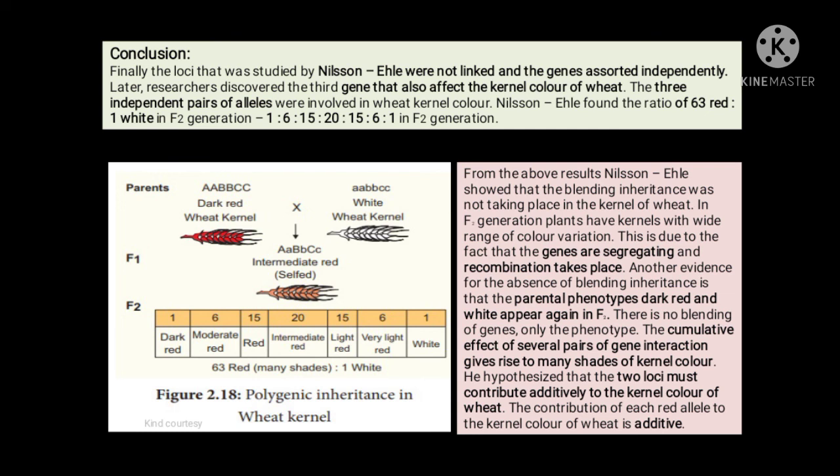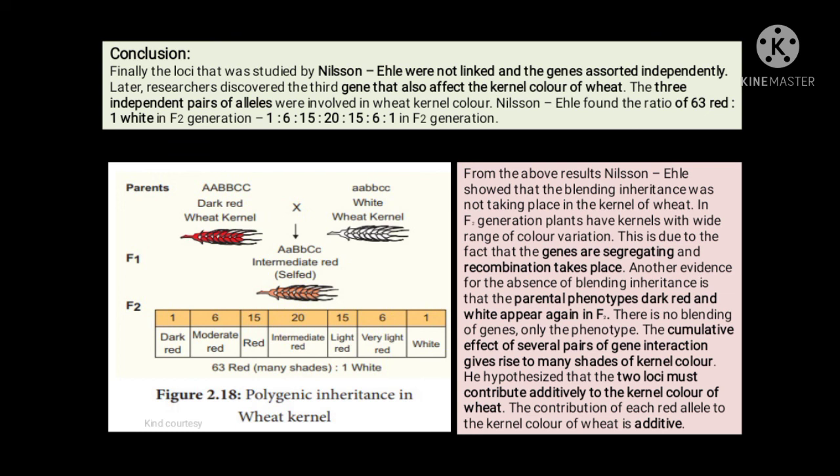From the above result, Nilsson-Ehle showed that blending inheritance was not taking place in the kernel color of wheat. In the F2 generation, plants have kernels with a wide range of color variations. This is due to the genes segregating and recombining. Another evidence for the absence of blending inheritance is that the parental phenotypes, dark red and white, appear again in the F2 generation. It means there is no blending of genes, only of the phenotype.